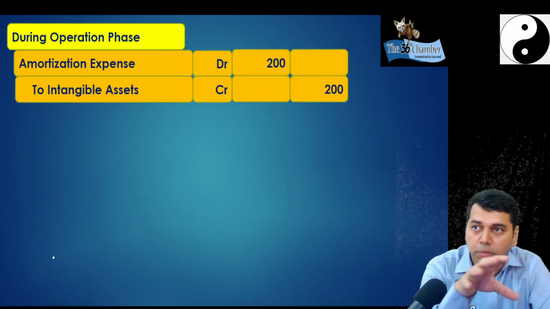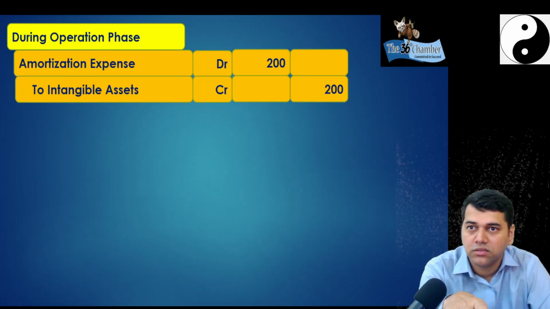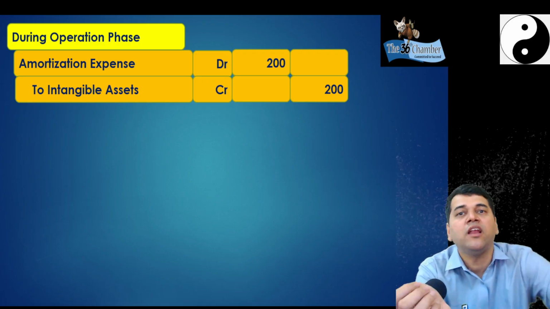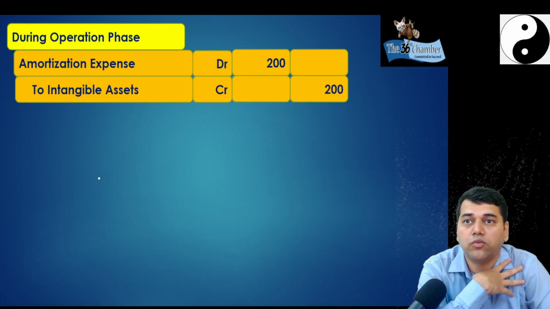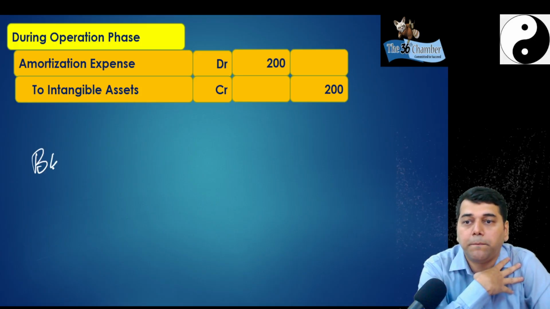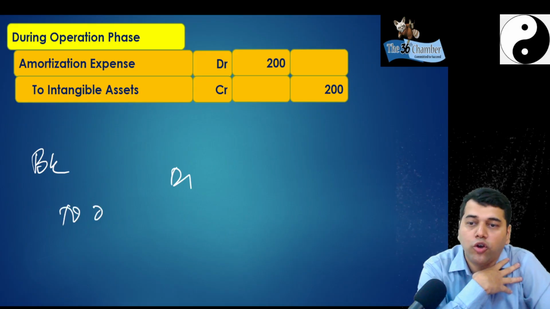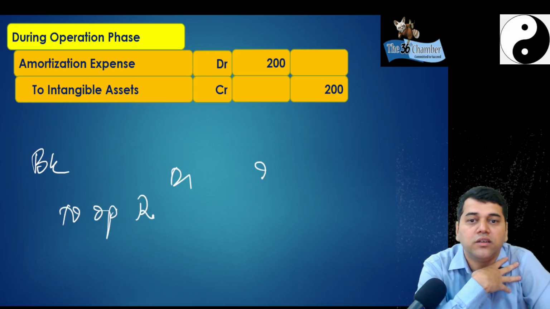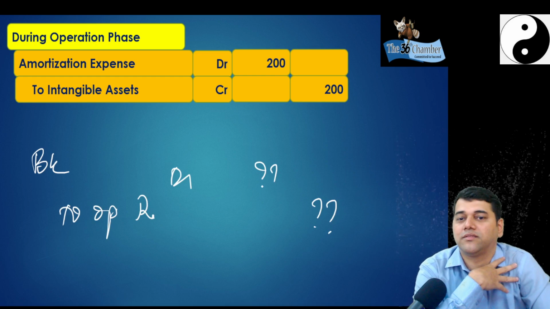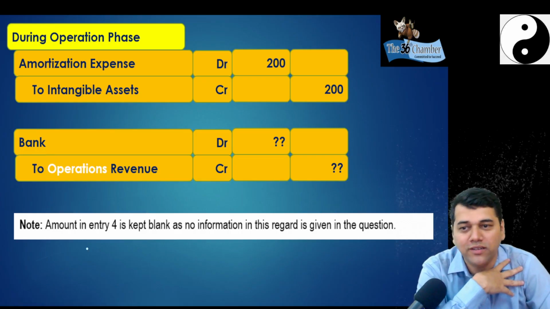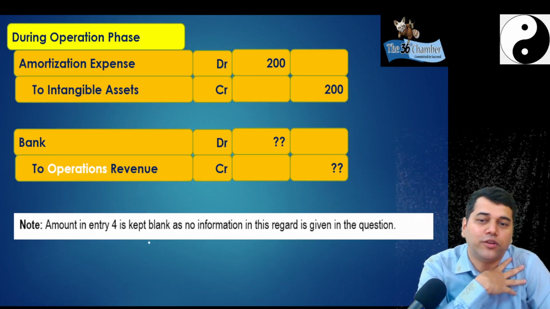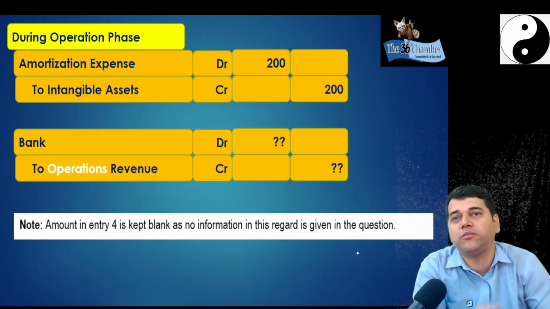Did I incur any operational cost? The question is silent. If it was there, operational cost account debit to bank. What about my operational revenue? What entry? Bank account debit to operational revenue. How much? Put 2 question marks. And write one note: amount in entry 4 is kept blank as no information is given in the question.